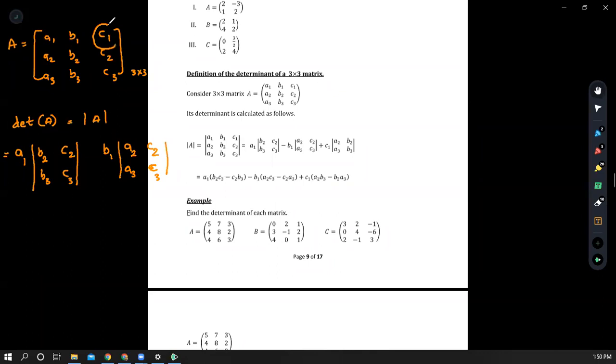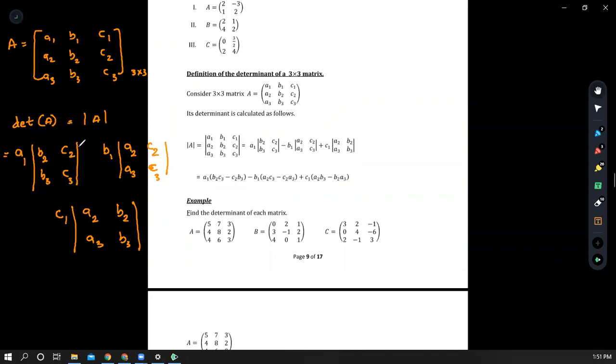Therefore I have to select the first row, third column element. Once I select it, it is c1. Then using the same procedure, cut down the row and column, and the remaining elements have to be written inside the determinant notation. Therefore we get a2, b2, a3, b3, and these are the three terms that we are getting.